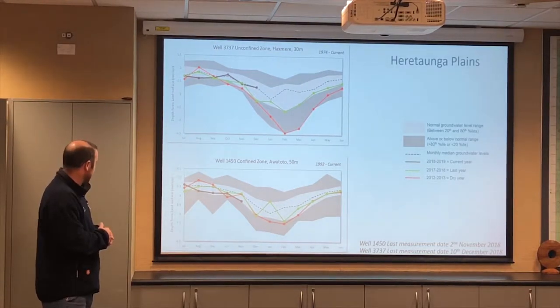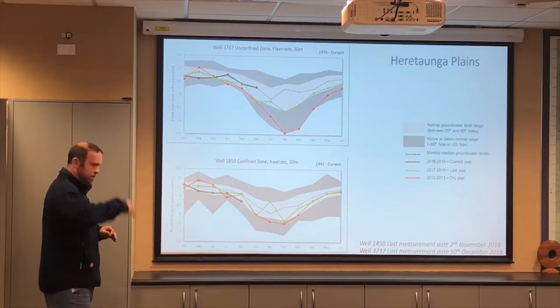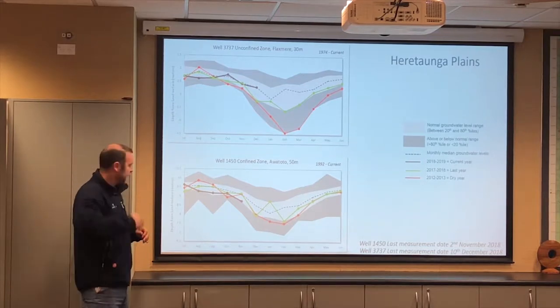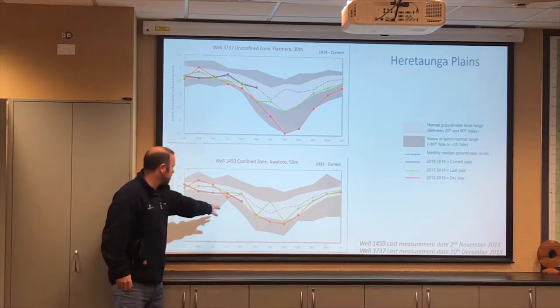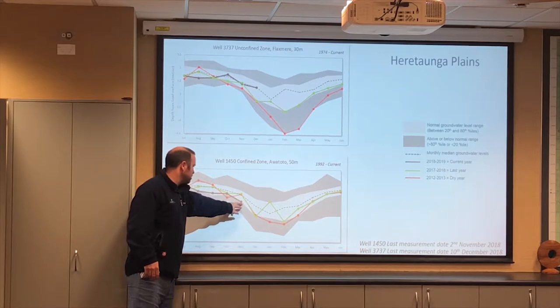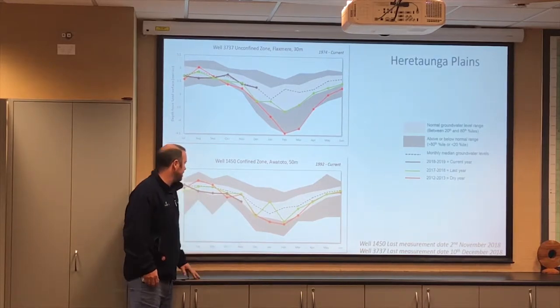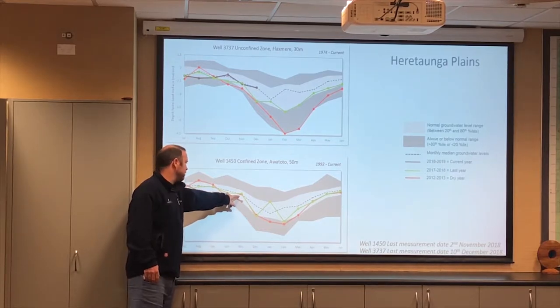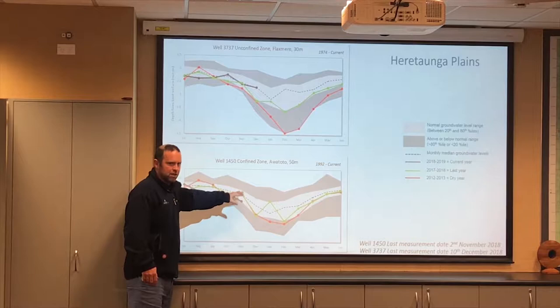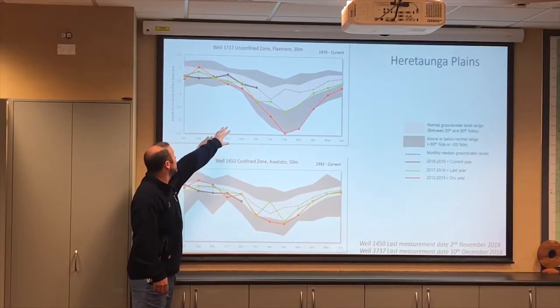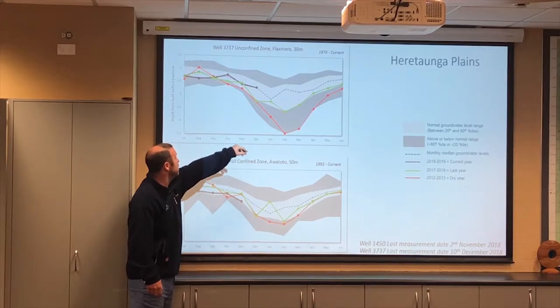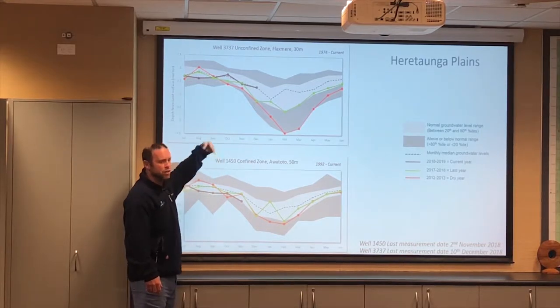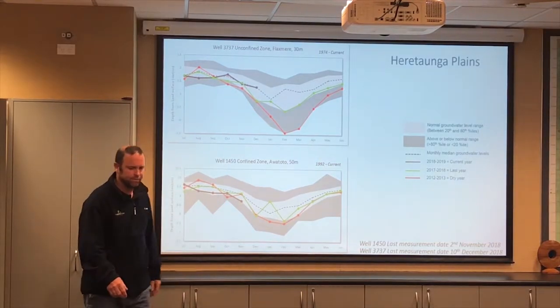For the confined area, which typically has artesian heads flying above land surface, groundwater was just on the verge of dropping into the below normal, but still just in the normal area there. One thing to look at is that the 2012-13 year didn't really have a major effect in the confined area for this particular zone. It did, of course, in Flaxmere, but it was much later that it continued on. But we're way above for this time of year in those areas.